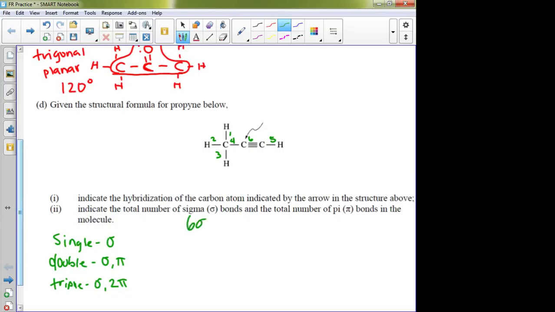And how many pi bonds? 2. 2 pi's from that triple bond. So we got 2.